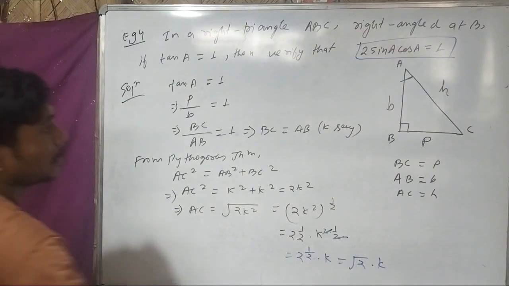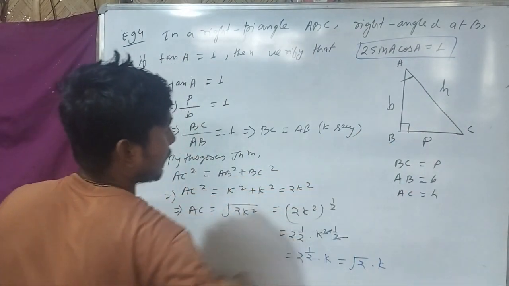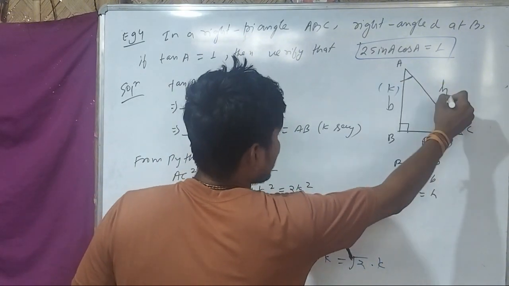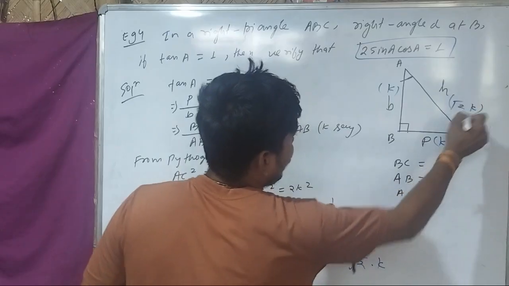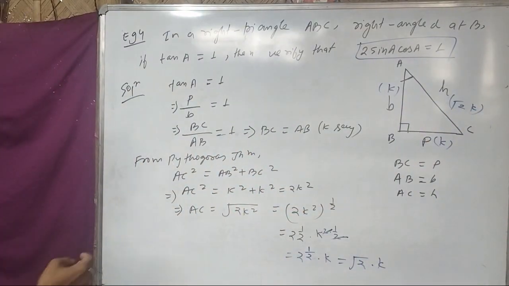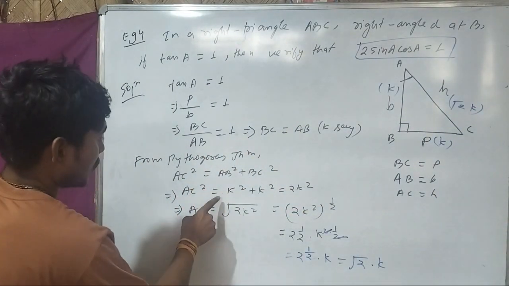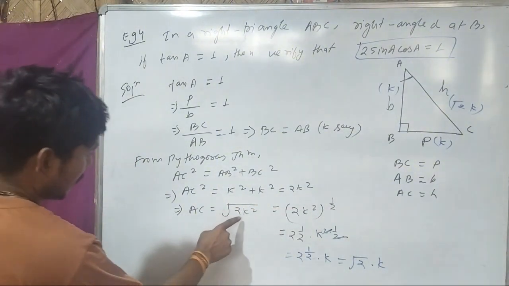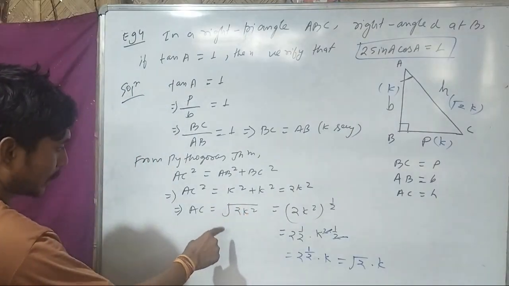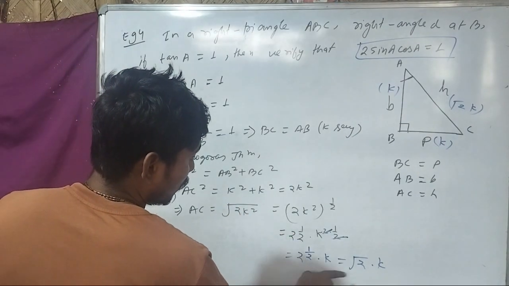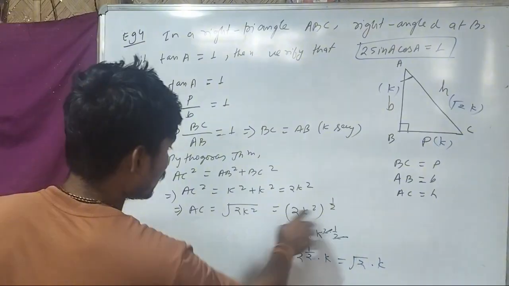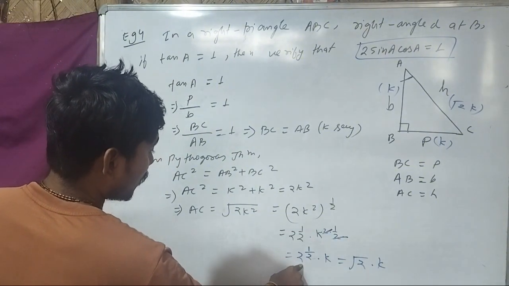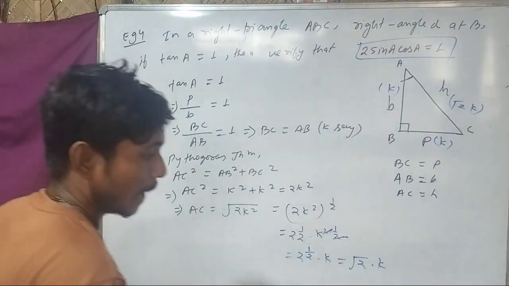And from Pythagoras theorem, AC we can find out because AB and BC we get K. Then from Pythagoras theorem, AC we get root 2K. AC square equals AB square plus BC square, that is K square plus K square, so root 2K square. If you take AC, you will get root of 2K square, which is 2 to the power 1 by 2 and K square to the power 1 by 2, the squares cancel, so 2 to the power 1 by 2 into K, that means root 2 into K. Okay, I hope it is clear.